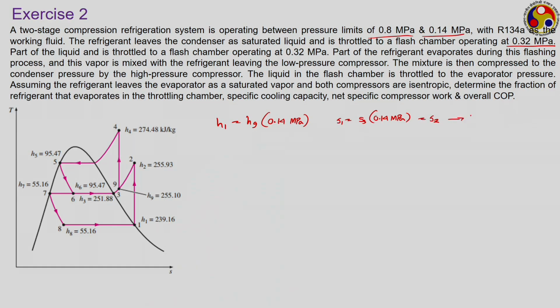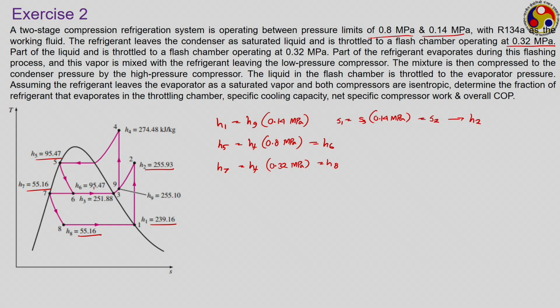So, from there we are getting H2 by identifying the location of this particular point, and then we have H5, which has to be equal to Hf corresponding to the highest pressure, that is 0.8 megapascal, and that is equal to H6 because that is an expansion process. Similarly, we can get H7 as Hf corresponding to the intermediate pressure of 0.32 megapascal, and that is equal to H8 because that is another isenthalpic process. So, these are the enthalpy values H1, H2, H5, H7 and H8.